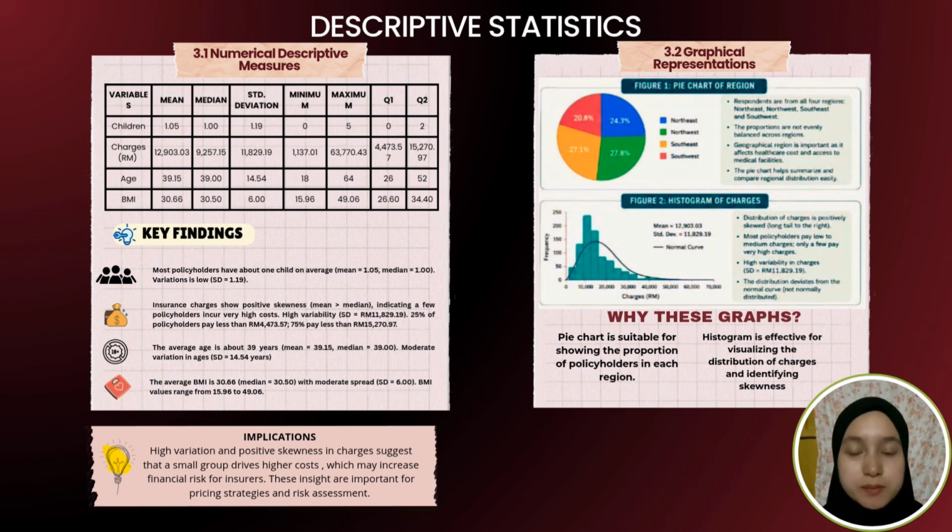Next, I will explain about descriptive statistics. The key finding: most policyholders have approximately one child on average. The mean of children is about 1.05, while the median is 1, indicating that most respondents have a similar family size. The variation is relatively low, with a standard deviation of about 1.19.